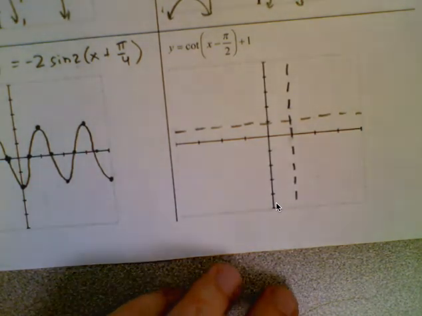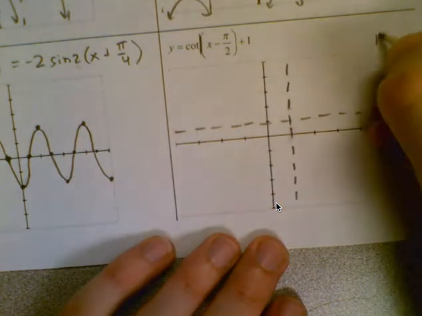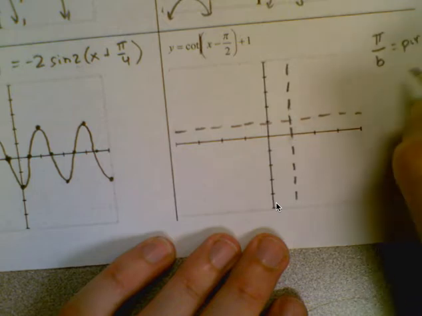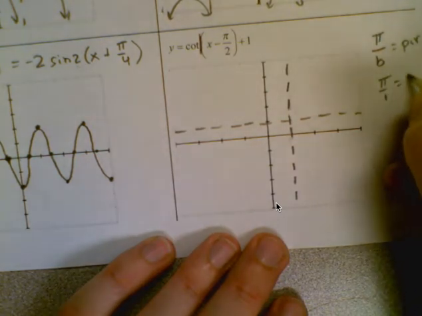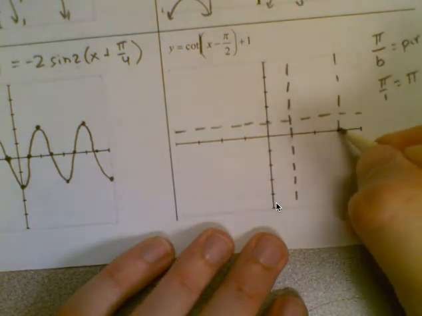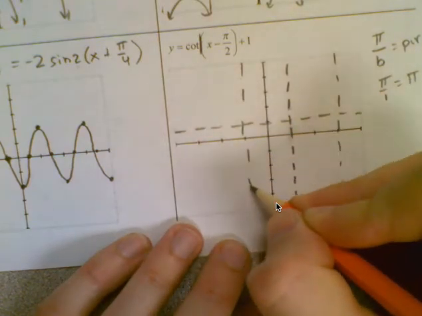We need to know the period. For this one, there's no period change because b is 1. So remember, for cotangent, it's pi over b equals the period, not 2 pi. So we've got pi over 1 again, which equals pi. So if you go pi away from this asymptote, you will find yet another asymptote. So we're going to have all these asymptotes pi away.